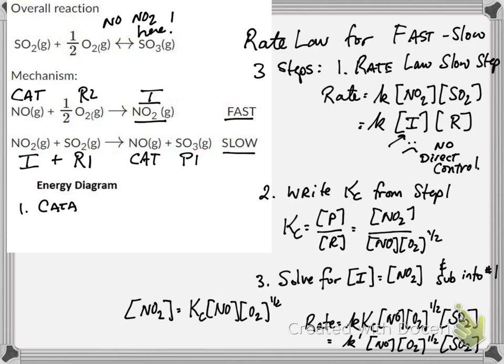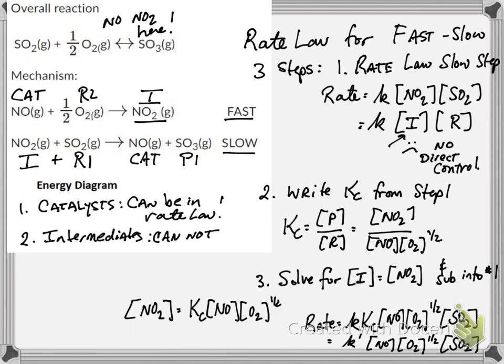So let's try to summarize this. Catalysts, which is NO, can be in the rate law. You can add catalysts, you can control catalysts. Catalysts can be in the rate law. Catalysts start as reactants and end as products. Intermediates cannot be in the rate law. They start as products and they end as reactants, and that's why you can't use it in a rate law, because they start as products. You cannot directly control the concentration of the intermediate.